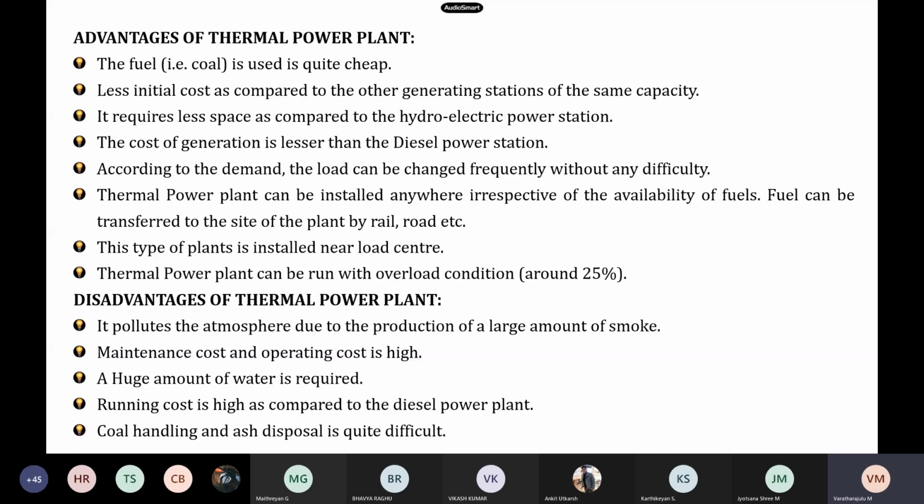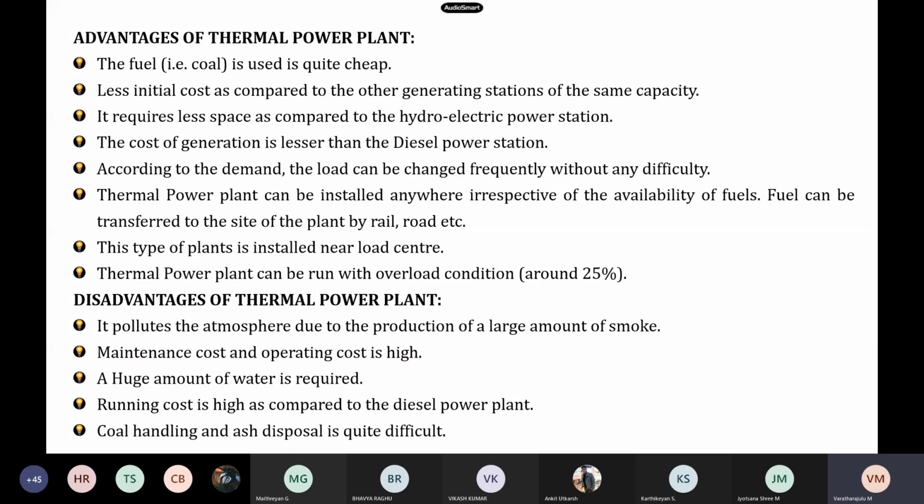And concerning the disadvantages: coal is a non-renewable source of energy and will one day get exhausted by gradual use. And the part load efficiency decreases very rapidly with decreasing load, and transportation of coal is difficult. If the plant is located away from the coal mines, it is very difficult to transport the coal.